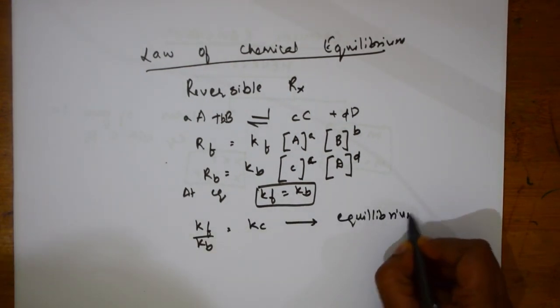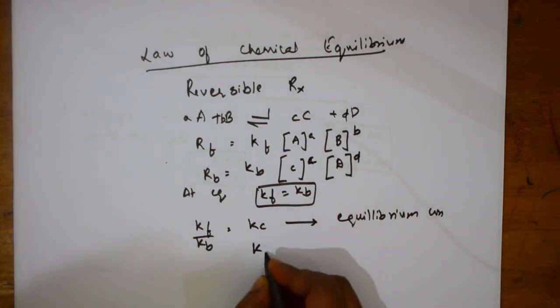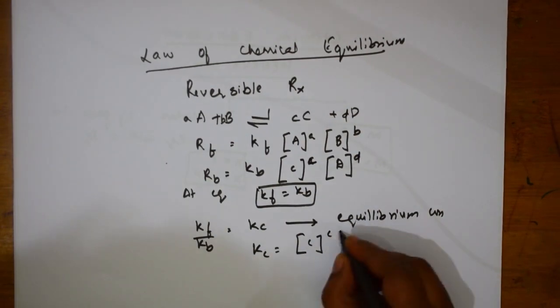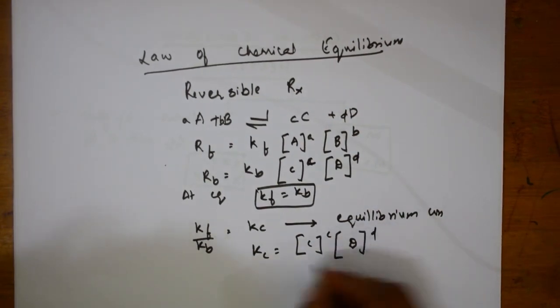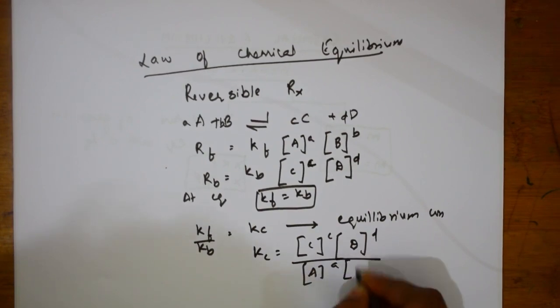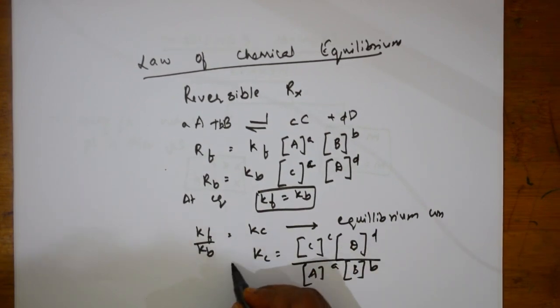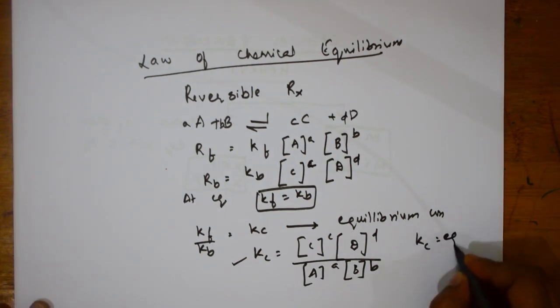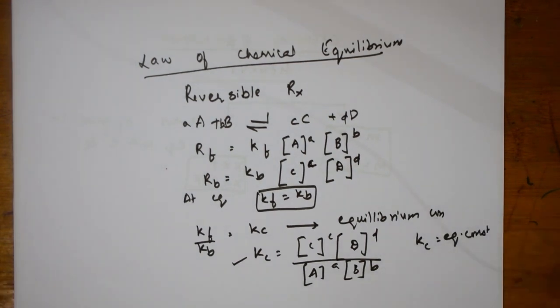Equilibrium constant, right? What is it equal to? Kc is equal to the product C raised to the power of c, and D raised to the power of d, divided by A raised to the power of a, and B raised to the power of b. So this is called your equilibrium constant. Kc denotes the equilibrium constant.